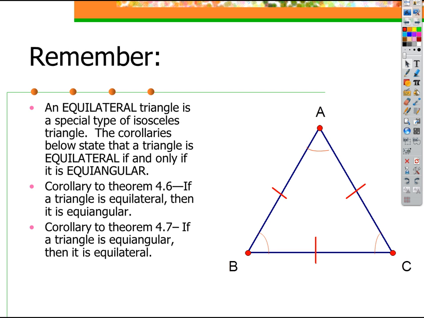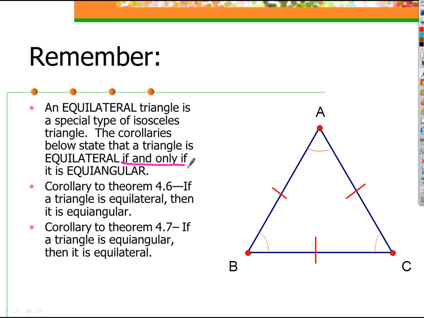Now we've got these corollaries to previous theorems here that allow us to make a relationship that you probably already know, but now it's official. What they essentially tell us is that if a triangle is equilateral, then it's always equiangular, and vice versa. And in math, here's the wording that shows us that. Whenever you see the words if and only if on a statement, that means it's like a two-way arrow.